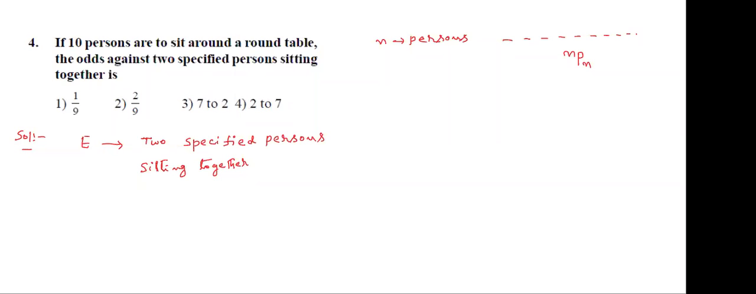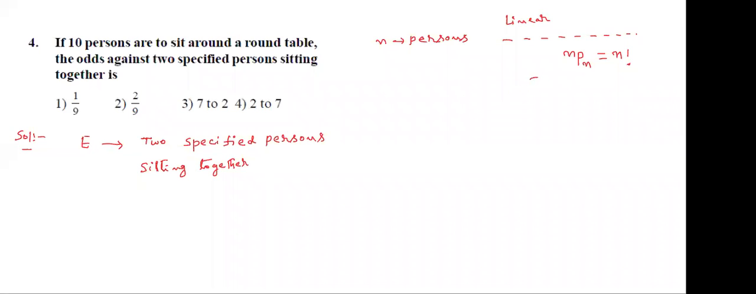There are n persons that can occupy n places. So this arrangement is n factorial ways. This is what we call linear permutation. When things or objects can be arranged in a line, we say that is linear permutation.